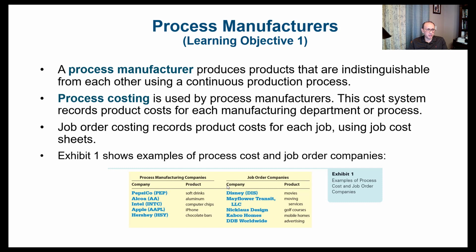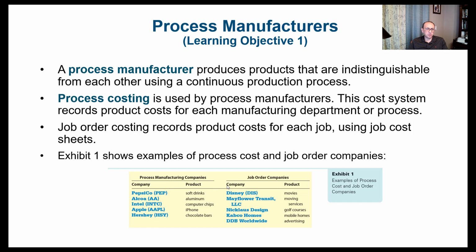The following table gives us a comparison between process manufacturing companies and job order companies. We have companies like PepsiCo, the manufacturer of Pepsi and other soft drinks, Alcoa, which is an aluminum company, Intel, which makes the computer chips available in many of the computers we use, Apple, the iPhone and MacBook company, and Hershey, the chocolate bars company. All these companies are considered process manufacturers and they use process costing.